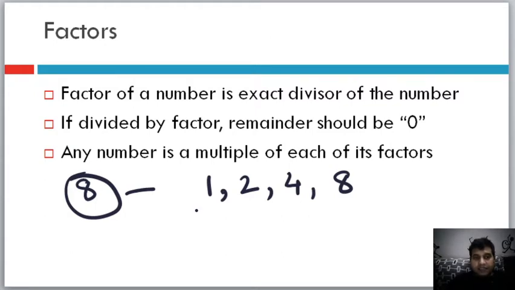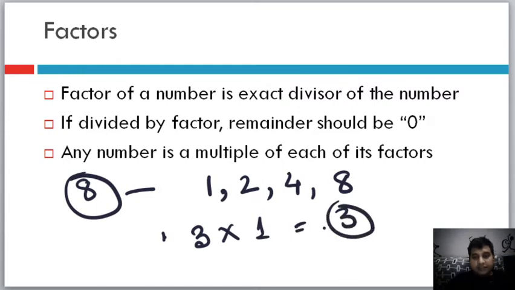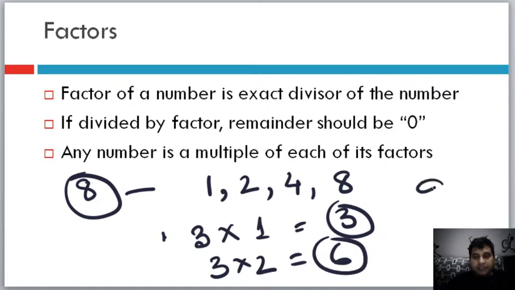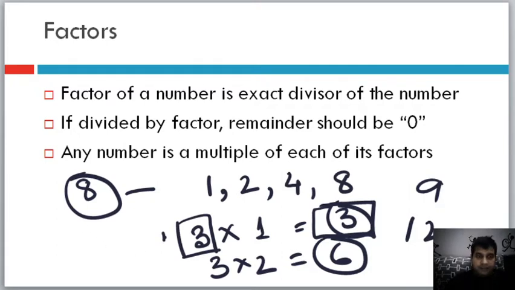A multiple is basically, you take a number, let's say I take a number 3 and then I start to multiply it, and whatever number I get is a multiple of this number, right? So 3 into 1, 3 is a multiple. 3 into 2, 6, 6 is a multiple of 3. Similarly 9, 12, and you can go on and on and on. Yeah, so every number is a multiple of itself and is also a factor of itself.